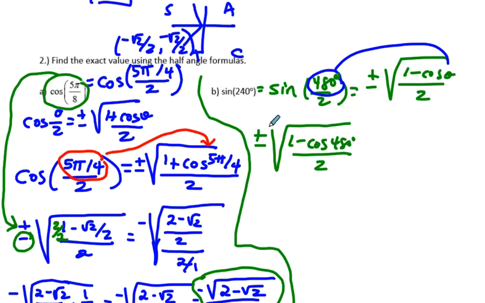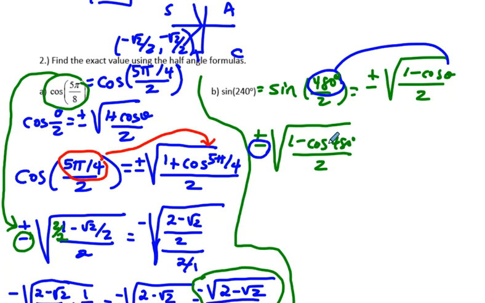Alright, let's talk about the outside of the sine here. The sine of 240 is in the third quadrant. And so if you think about All Students Take Classes, only the tangent is going to be positive in the third quadrant, so we need negative for this answer. Sine 240 should be negative.